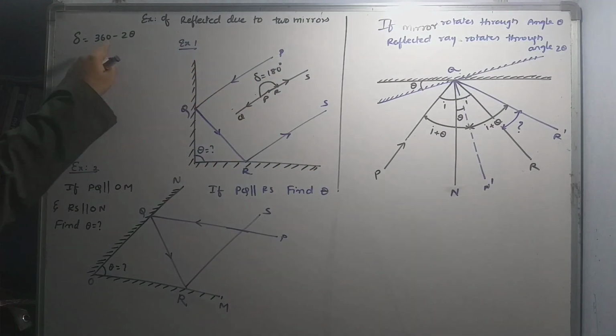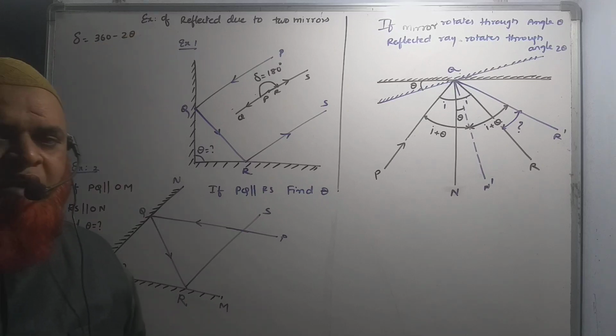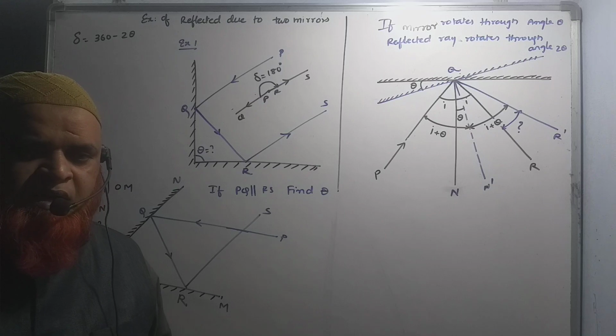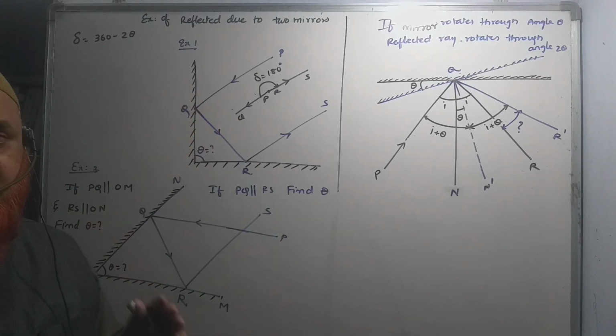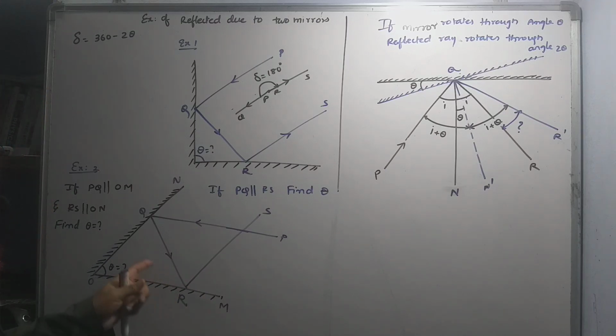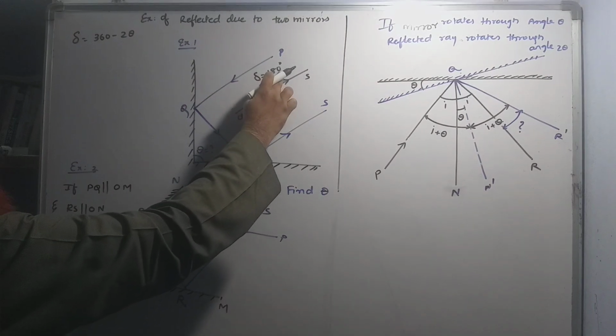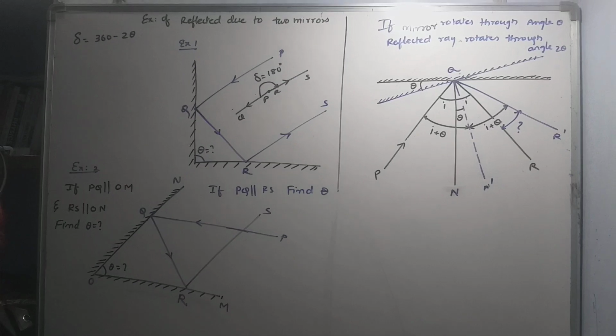In the previous class we discussed that delta is equal to 360 minus 2 theta. We derived the formula for the concept called deviation because of two mirrors. Today I am discussing two examples for this concept. Therefore delta is equal to 360 minus 2 theta. I told you just now the deviation is going to be 180 degrees. Then what will be the angle here, that is theta?